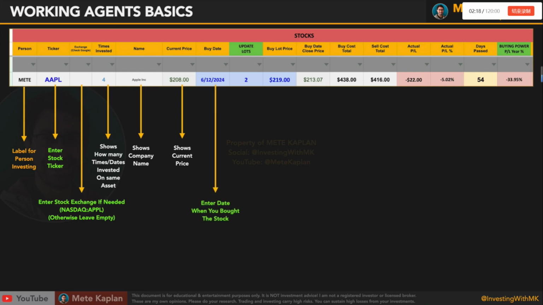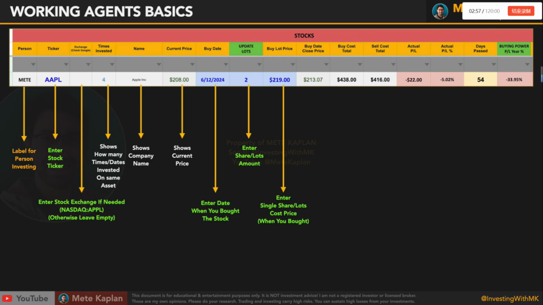The next 3 parts are extremely important. First, the date you bought the stock. You must enter the correct information about when you bought the stock here, because calculating the time and days is extremely important for the working agents engine. Then the lot, share, or quantity number all means the same thing. Basically, how many shares did you buy? 2 shares, 3 shares, or 0.01 lots of Bitcoin? Make sure you enter the right and correct number here.